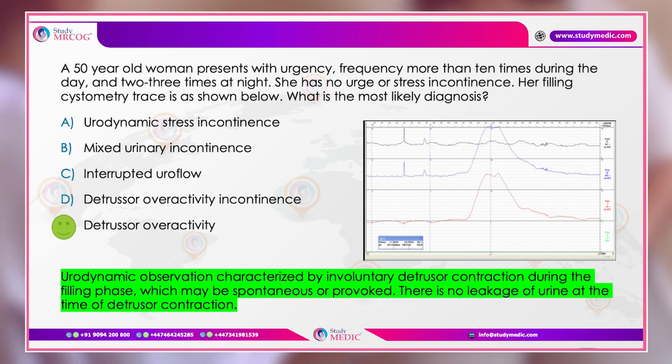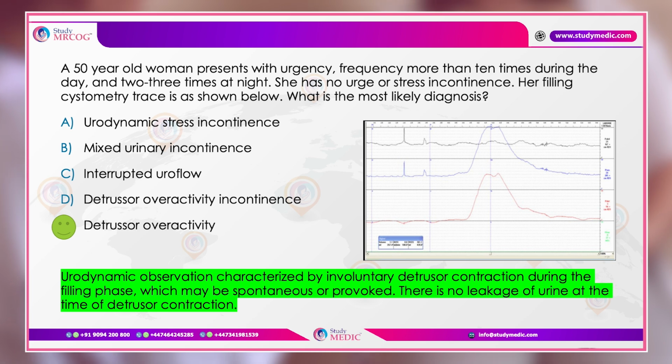So, here we are. Our answer is detrusor overactivity. Why is it not detrusor overactivity incontinence? Because there is no episode of leak which has been marked in the graph. If there was a leak, then the answer would have been detrusor overactivity incontinence.